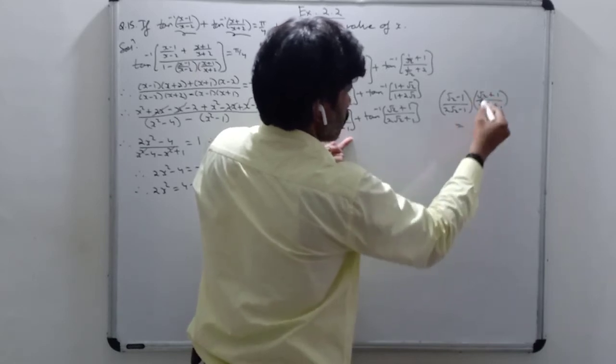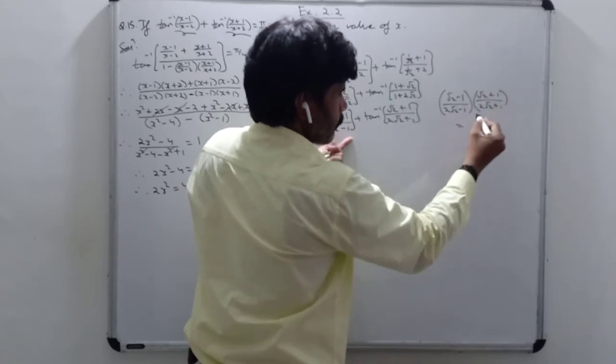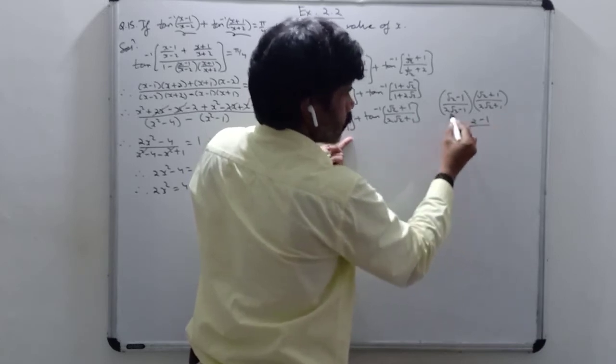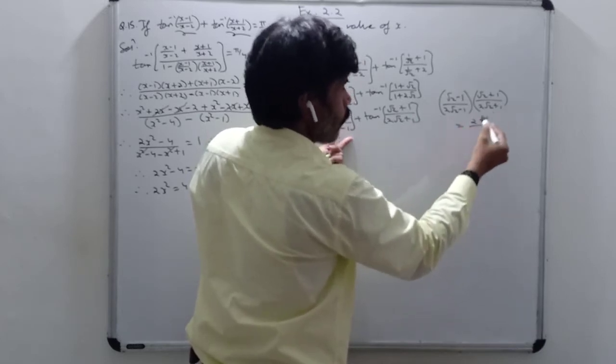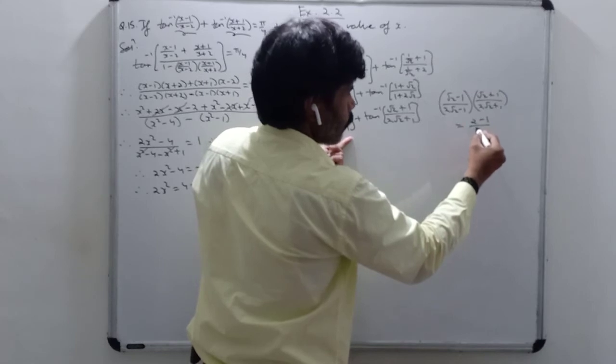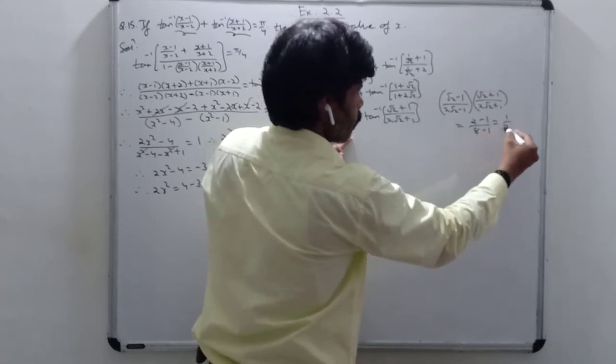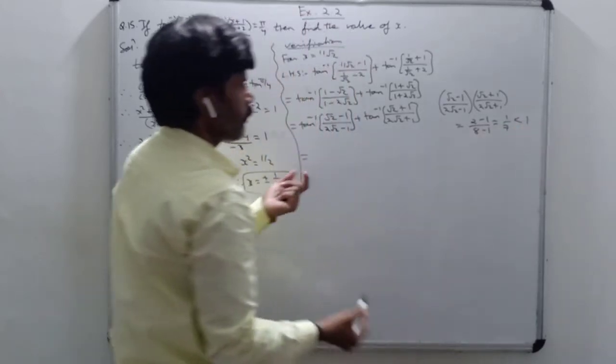So that is equal to how much? Numerator will be a minus b into a plus b, means a square minus b square, that is root 2 square, which is 2, minus 1 square, which is 1, upon the same a minus b into a plus b. So 2 root 2 square, that is 8, minus 1 square is 1. So 8 minus 1, 1 by 7, which is less than 1. So here we will apply what?